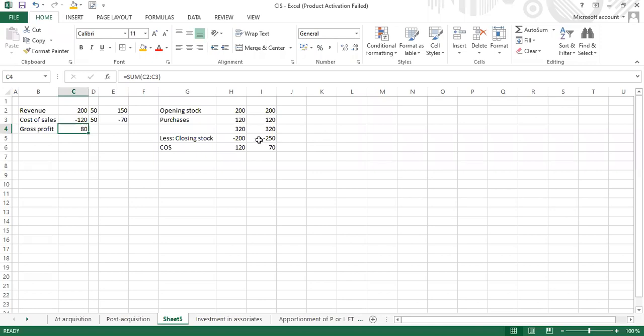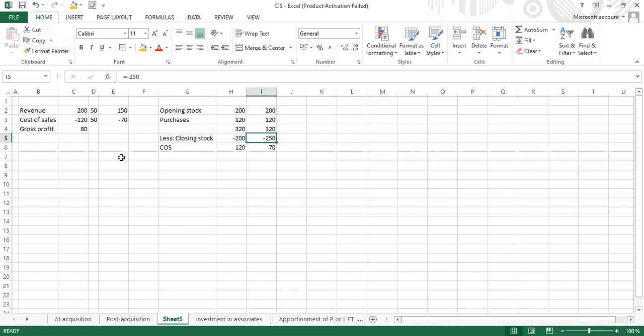And if the closing inventory is bigger than it's supposed to be, profit will be higher than it's supposed to be. The relationship between closing inventory and profit is that the higher the closing inventory, the higher the profit. So that is why we are removing that profit by adding it to cost of sales, so that profit will reduce. That's the idea behind calling it an unrealized profit.